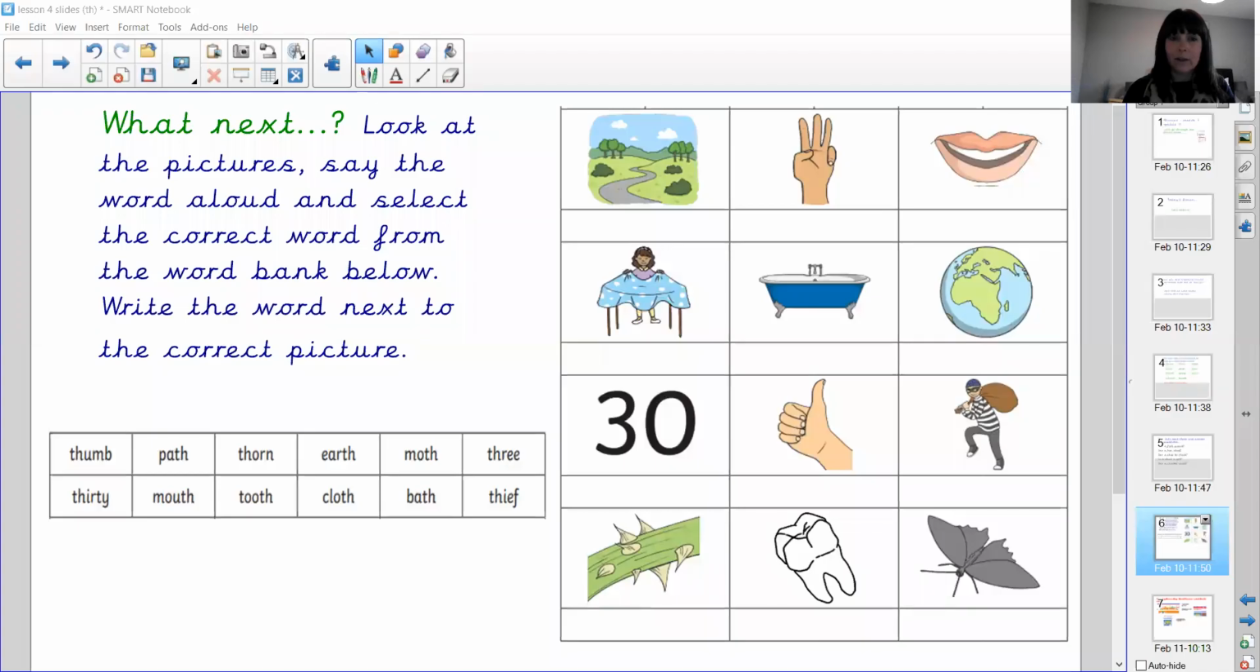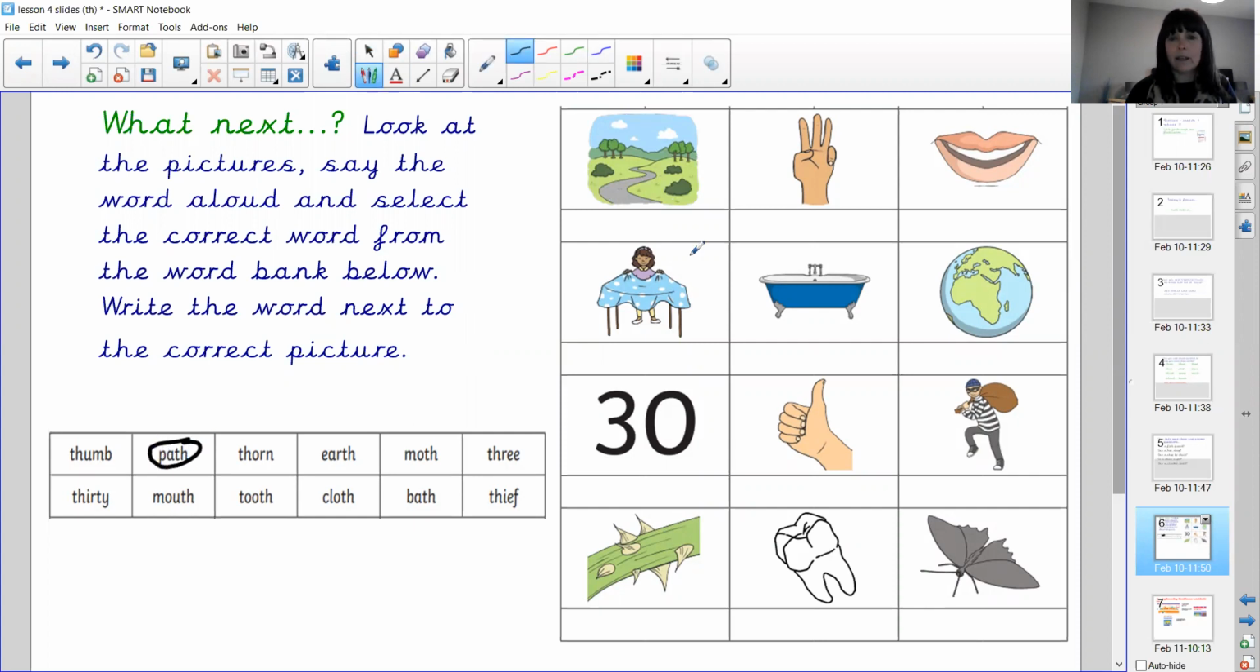We're going to firstly go back through the activity that we looked at yesterday and check you got the answers for that. So hopefully you remember that your task was to say the word aloud that you see in the picture and then pick the right word from those below. So the first word here, hopefully you got it, is path. Paths. This one here, let's just circle them as we go along. So that's the first one.